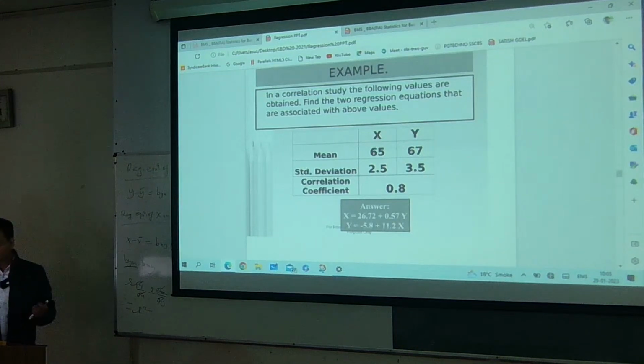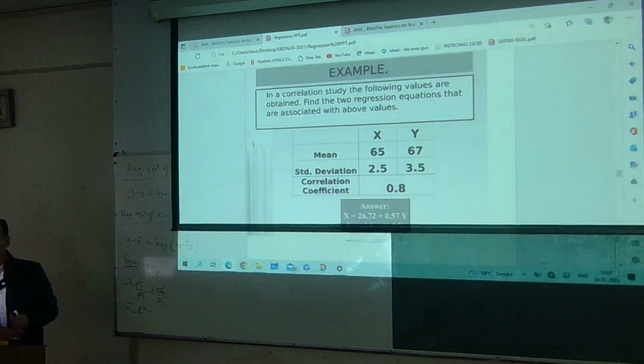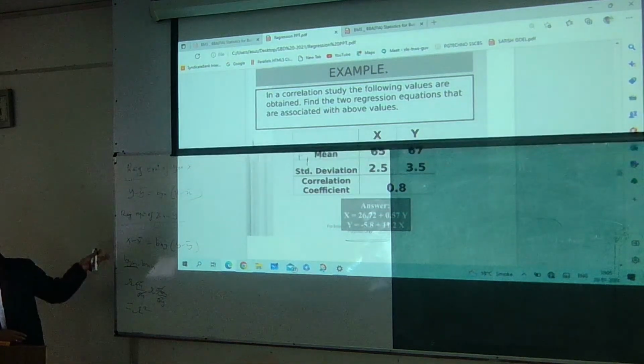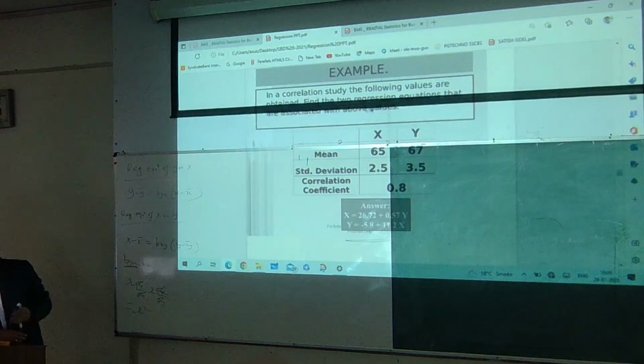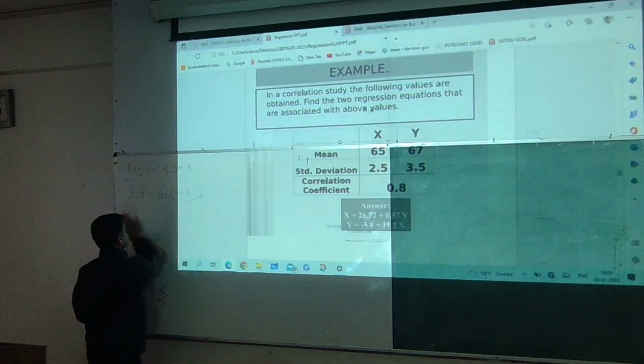So how do you find the regression equation if this data is given to you? So I would do this for you. Okay. So here you need not find the mean or standard deviation and correlation, you can say it is already calculated. So how would you now find the regression equations?